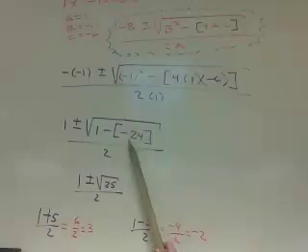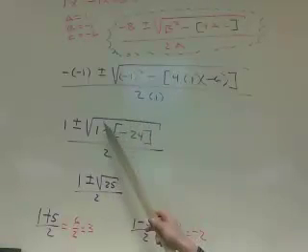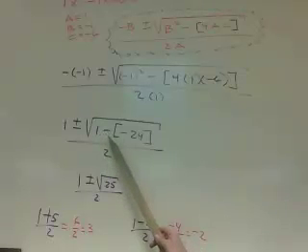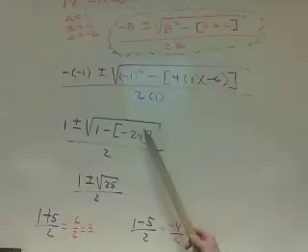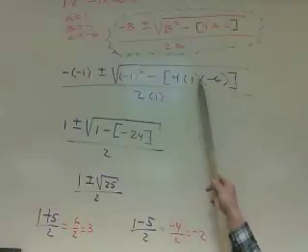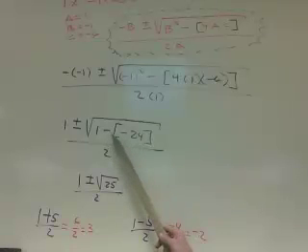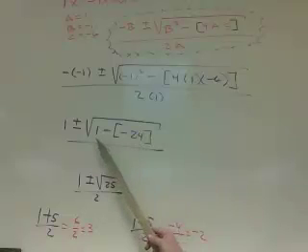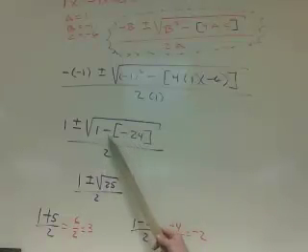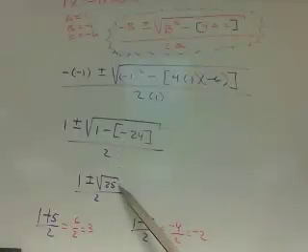Notice how quickly this cleans up. We have 1, negative 1 squared, so 1, minus bracket 4 times 1 times negative 6 is a negative 24. Notice we're subtracting a negative 24. Well, 1 minus a negative 24 becomes 1 plus 24, or a simple 25.